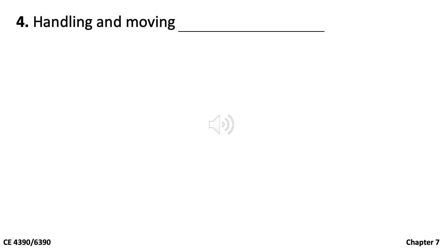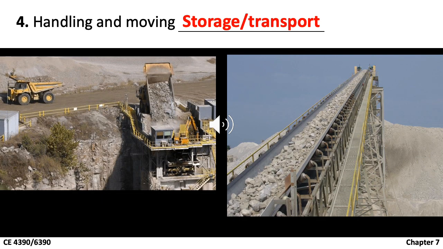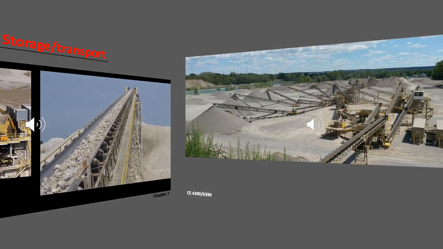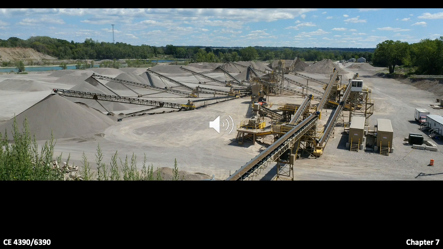Finally, aggregate production includes handling and moving materials, which transports the materials between different stages of the production process, as well as storage of the final products. In this picture, the final products are transported to final stockpiles.